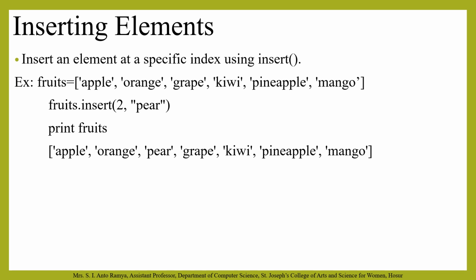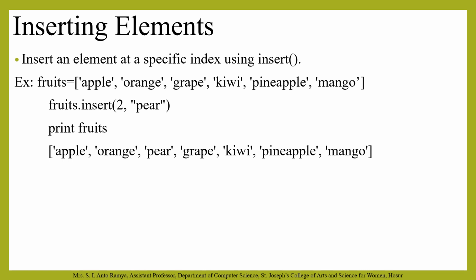Inserting elements. If you want to add values in a particular location, that can be done using the insert method. We have our list, fruits is equal to apple, orange, grape, kiwi, pineapple and mango. fruits.insert(2, 'pear'). So in the second position we are going to insert pear.